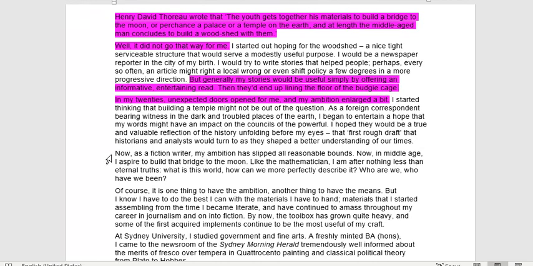"Now, as a fiction writer, my ambition has slipped all reasonable bounds. Now, in middle age, I aspire to build that bridge to the moon. Like the mathematician, I am nothing less than eternal truths. What is this world? How can we more perfectly describe it? Who are we? Who have we been?"